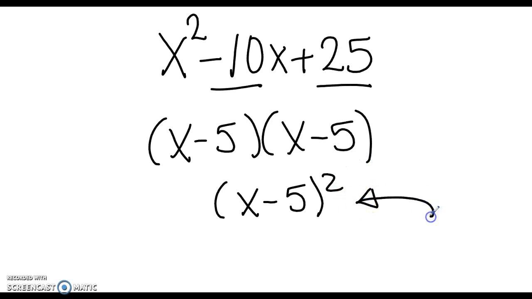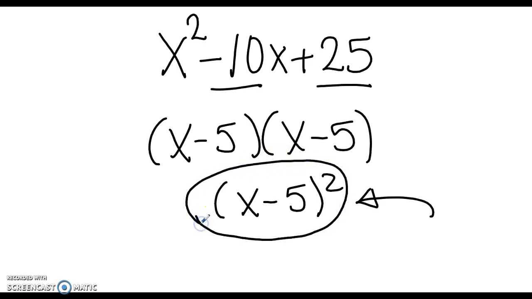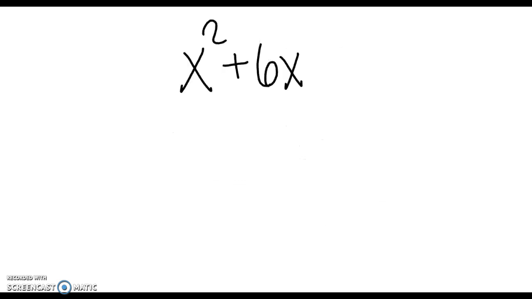This is then called a perfect square, because if I took the square root of it, I'd get x minus 5, which is a pretty answer. So this is our goal. We want to write perfect squares today. So this process is called completing the square.